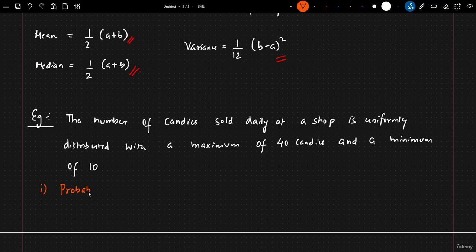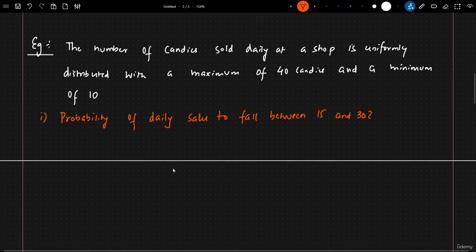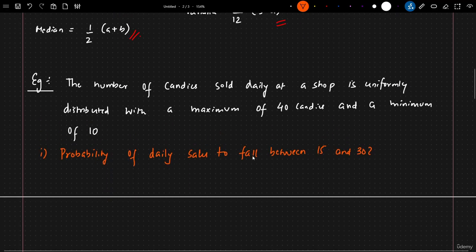What is the probability of daily sales to fall between 15 and 30? Okay, so this is my question, and this is how the entire question looks. Let's understand the question. The number of candies sold daily at a shop is uniformly distributed with a maximum of 40 candies and a minimum of 10 candies. So what is the probability of daily sales to fall between 15 and 30? Let's take this as an example.